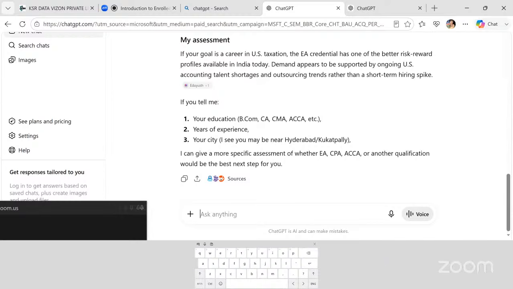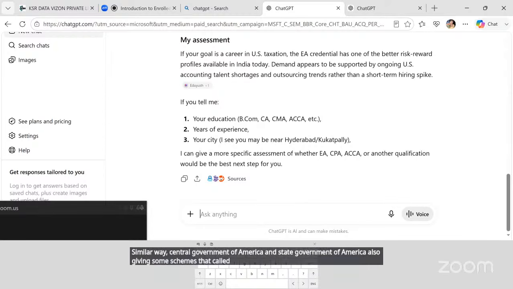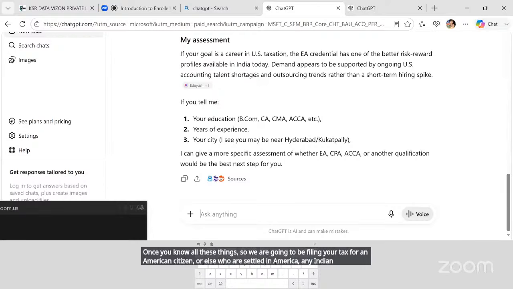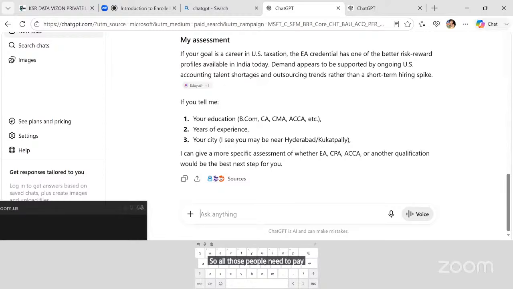Similarly, the central government of America and state governments of America also give some schemes, called the $12,000. The $12,000 is non-taxable. That is what sir was trying to explain in the early session, at the start of the class. He was opening each form and explained what form number 2 is, what form number 3 is, and where we get a tax benefit. Once you know all these things, we are going to help file taxes for an American citizen, or anyone settled in America, any Indian, or Ethiopian, Pakistani, or Chinese, who are earning money from America. All those people need to pay the tax. For that, we are filing this.